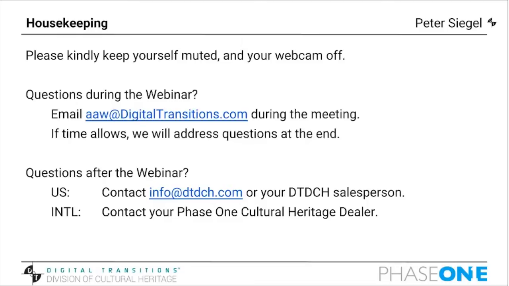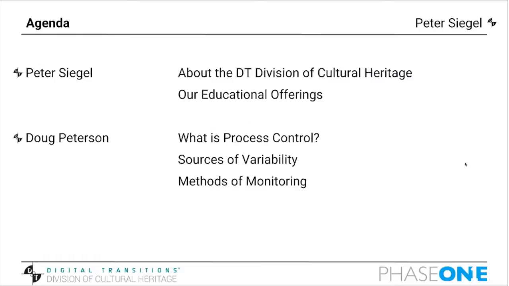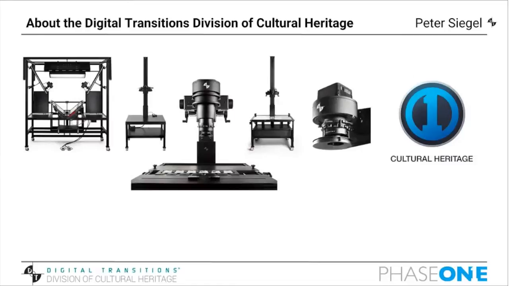Okay, so I'll give a little agenda today. I'm going to give a quick overview about our Division of Cultural Heritage and our educational or professional development offerings. And Doug Peterson, who is our product manager for our cultural heritage equipment and solutions, will give us an in-depth conversation about what process control is, discuss the sources of variability, and methods of monitoring process control. So let's go on to the next slide.